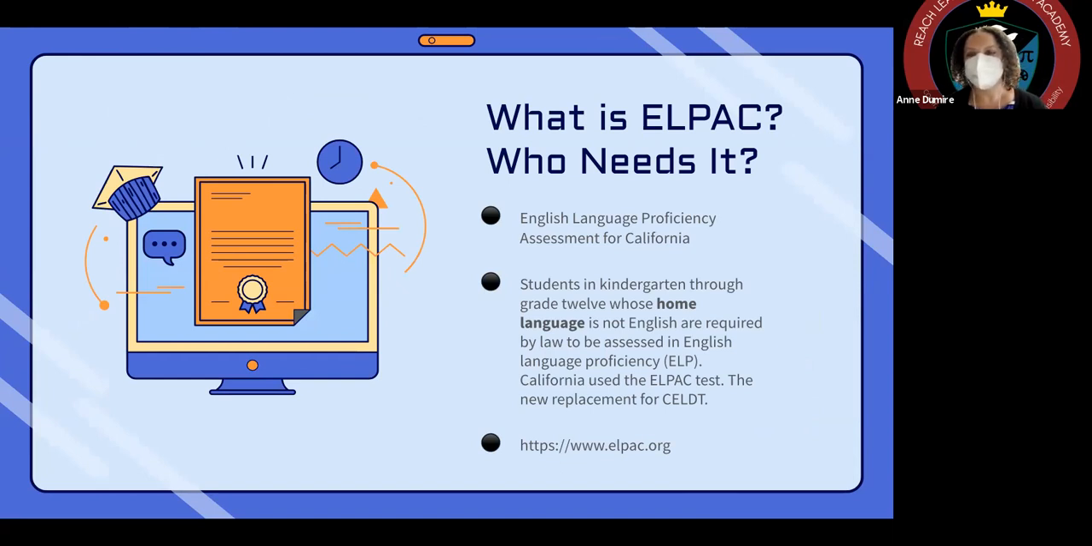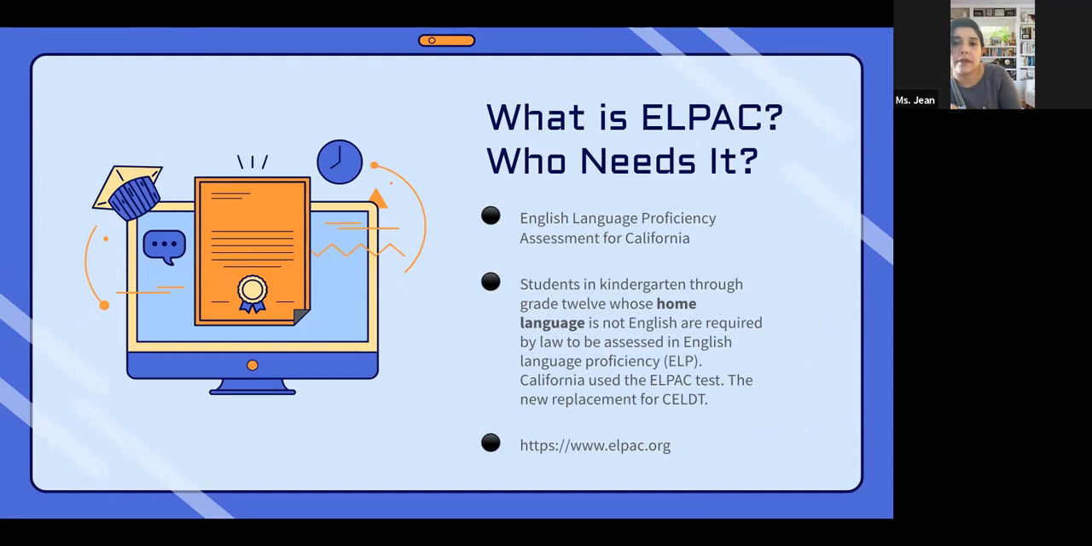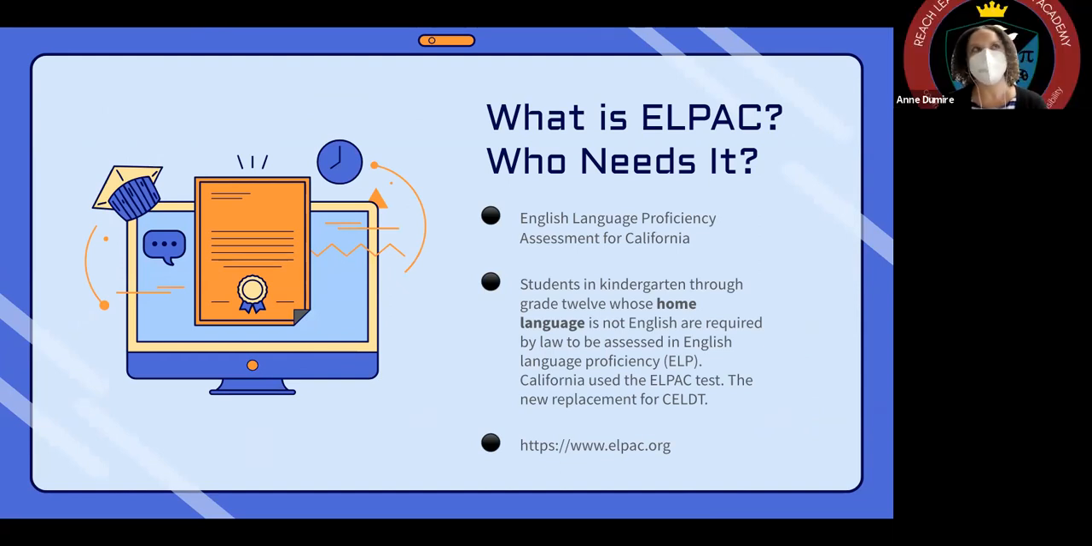This is the new replacement for CELT. So we used to use CELT testing years ago, and we've used LPAC, I think this is 4th or 5th year. The website's below if you want to check it out. There's lots of information from the California Department of Education. If I jump ahead to who's taking it.